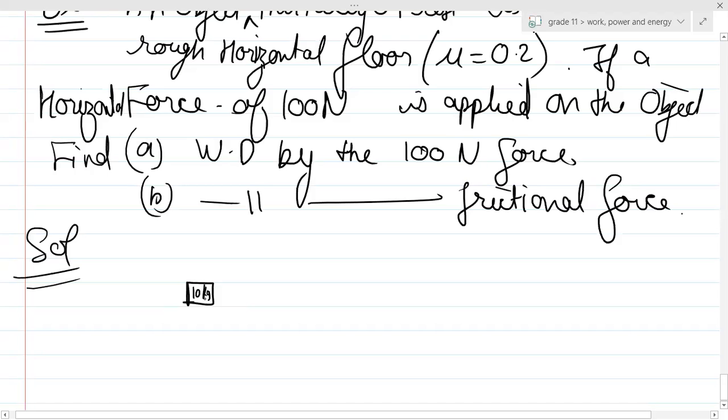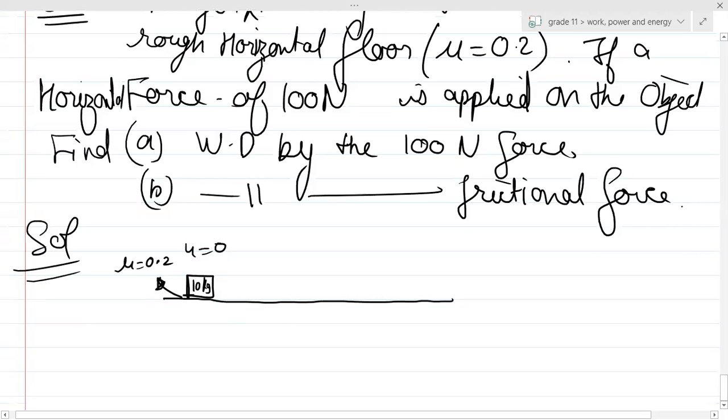This is a 10 kg block initially at rest, placed on a rough horizontal floor with mu equals 0.2. Now we'll come back to the displacement later. First let's calculate the value of limiting friction. Will it be equal to 0.2 multiplied by N, the normal reaction? Yes or no? Normal reaction and mg will be equal in this case as this block is not flying or anything.